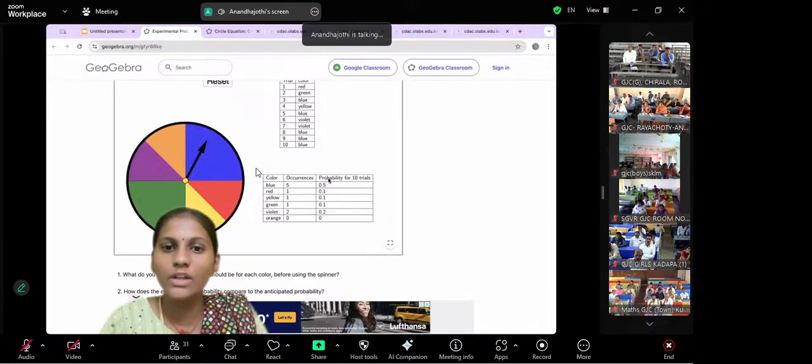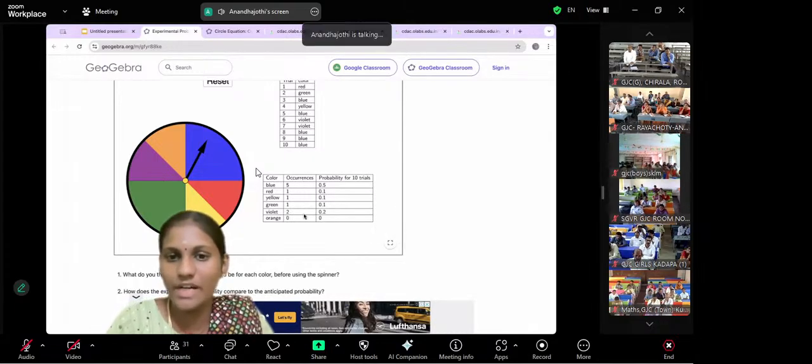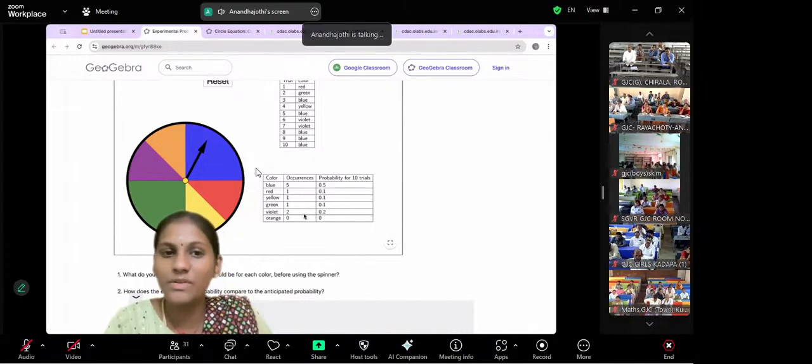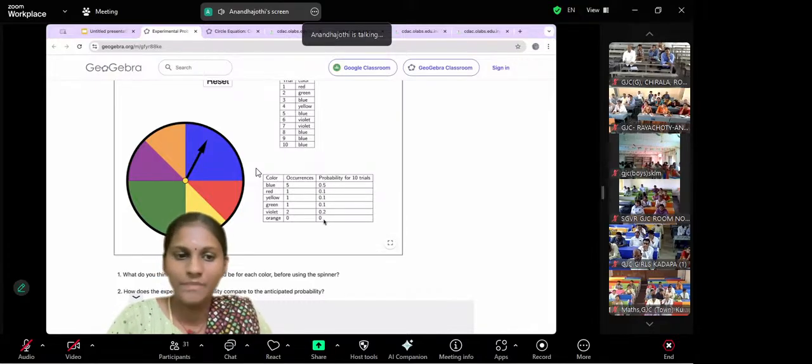How are we going to find this probability? Occurrence divided by the total number of trials. How many times did we spin the wheel? 10 times. So 5 by 10, 1 by 10, 1 by 10, 1 by 10, 2 by 10. So here are their probabilities.